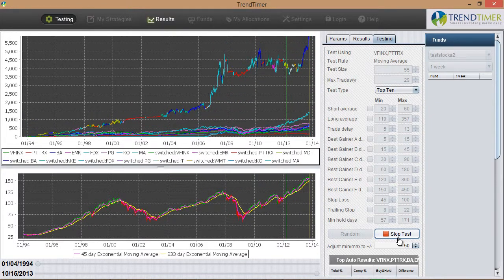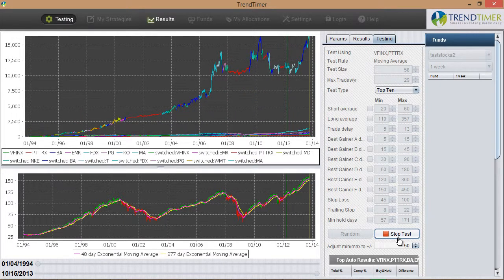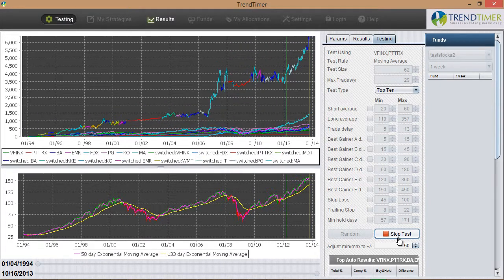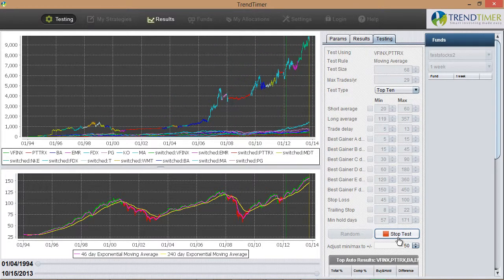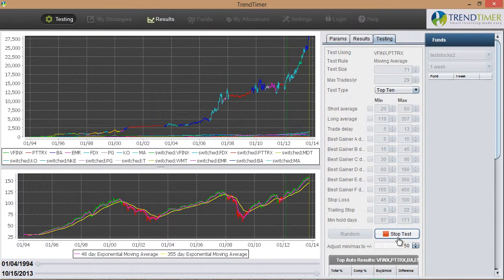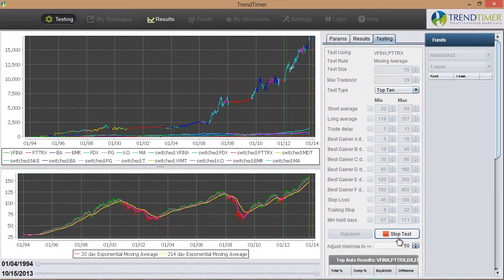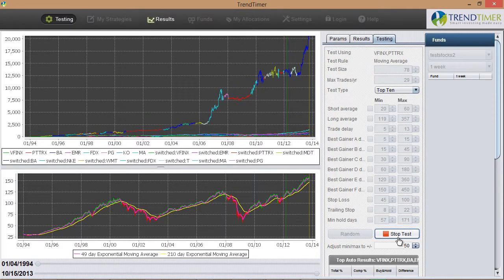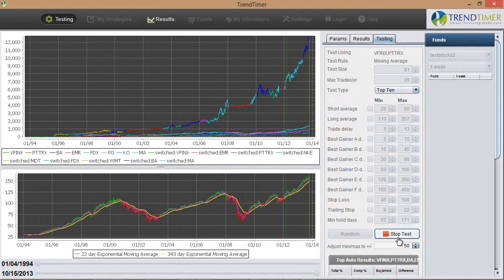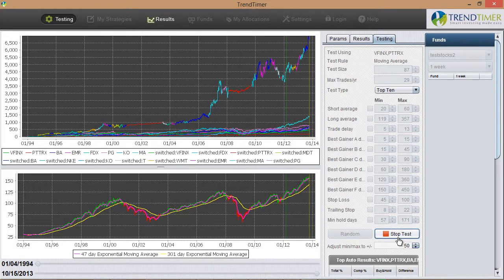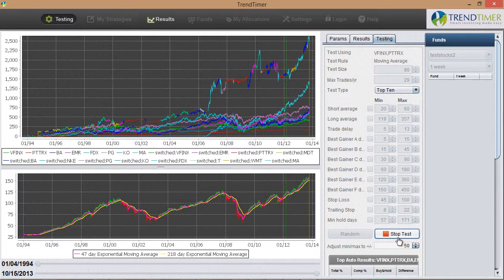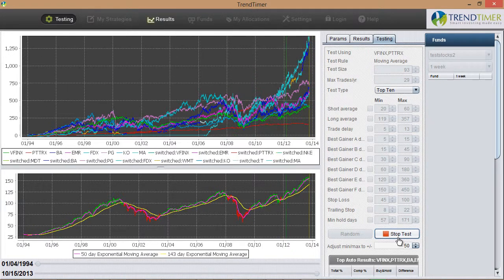You can run hundreds or thousands or even tens of thousands of tests, and this will help TrendTimer find the parameters that work the best. There's literally billions of combinations to test, and so the testing tool allows you to do these kinds of tests easily. Obviously, it would take far too long to do this kind of testing manually, so the testing tool is very helpful. As the tests are run, TrendTimer saves the top 10 results. And so after we're done with the testing, I can show you these results.